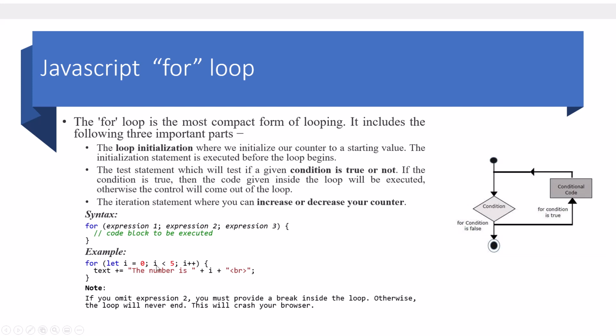Here it will check i is 5, and 5 is less than 5, which is false. So that time it will come out of the for loop. Means here, until this condition is satisfied, it is executing this block of code.